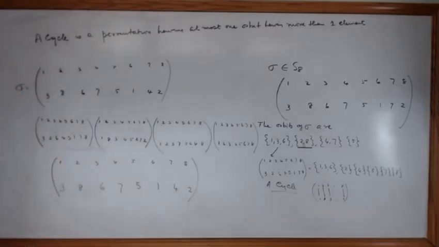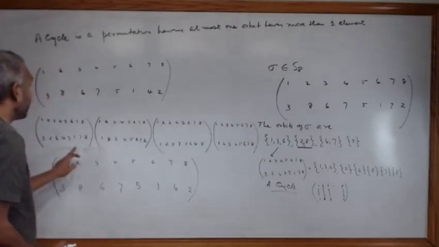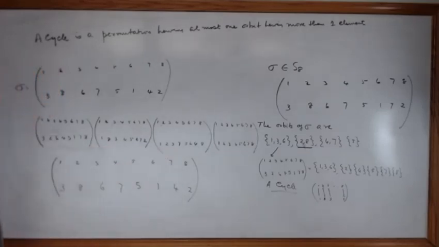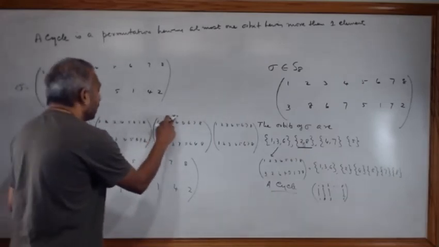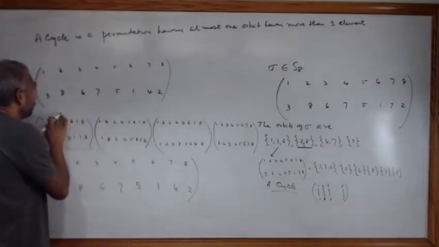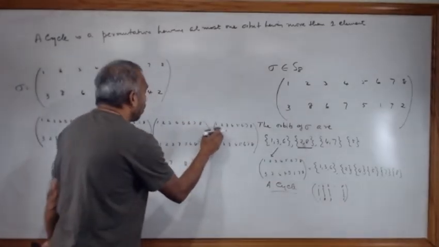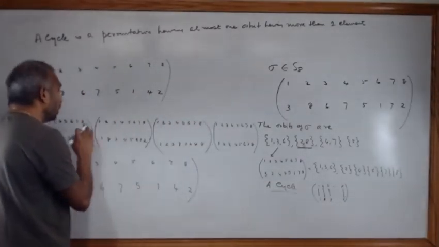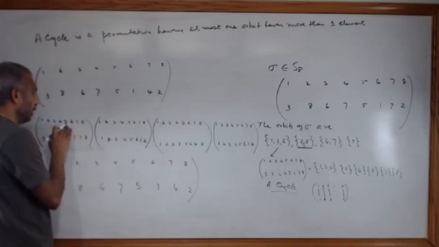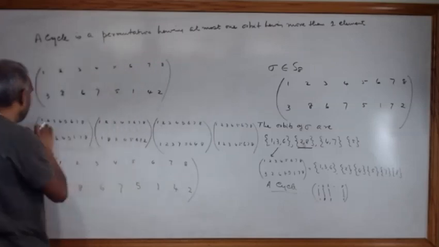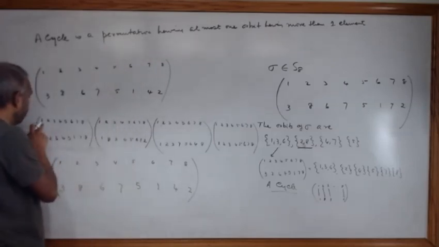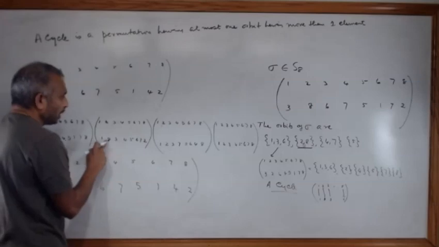So what is the result here? Any permutation can be expressed as a product of disjoint cycles. These are all disjoint cycles because an element is moved in only one permutation here. That is what this means. If you take 1, it is moved only here. Here 1 is 1, 1 is 1, 1 is 1.